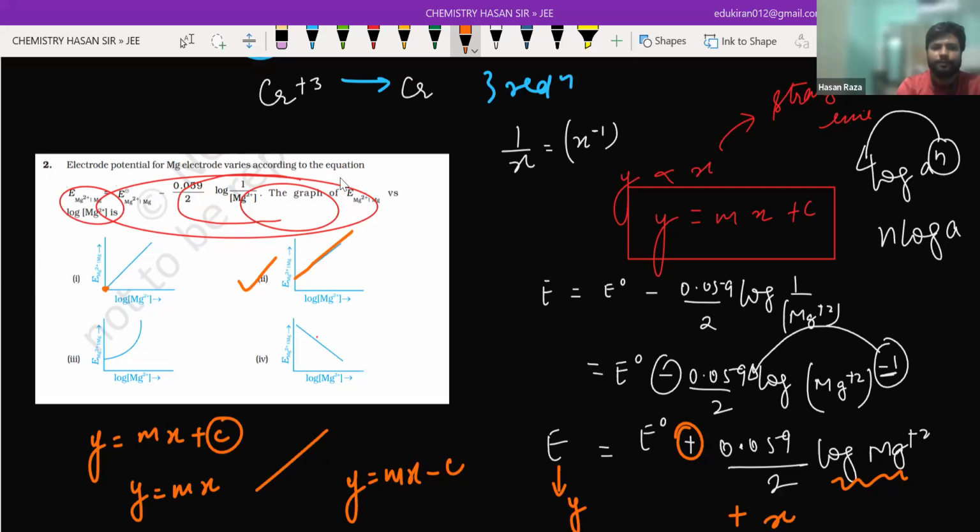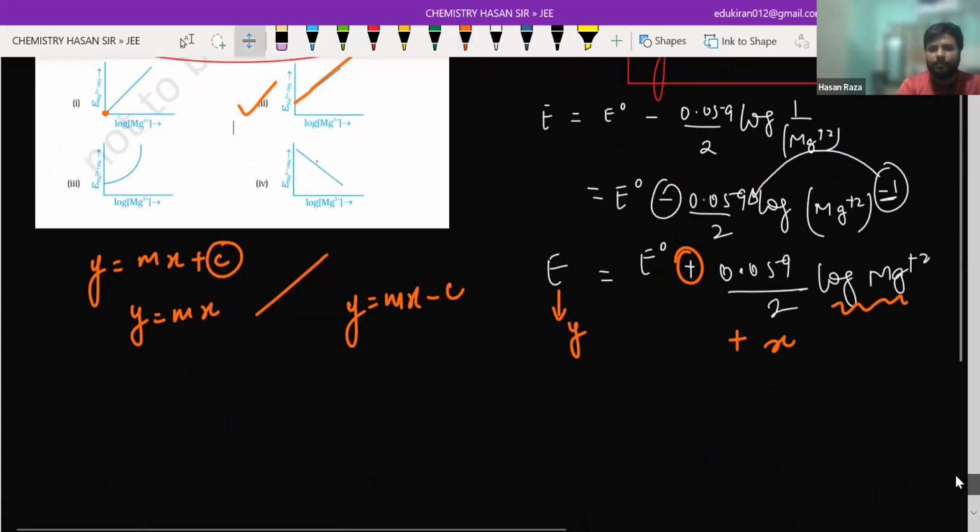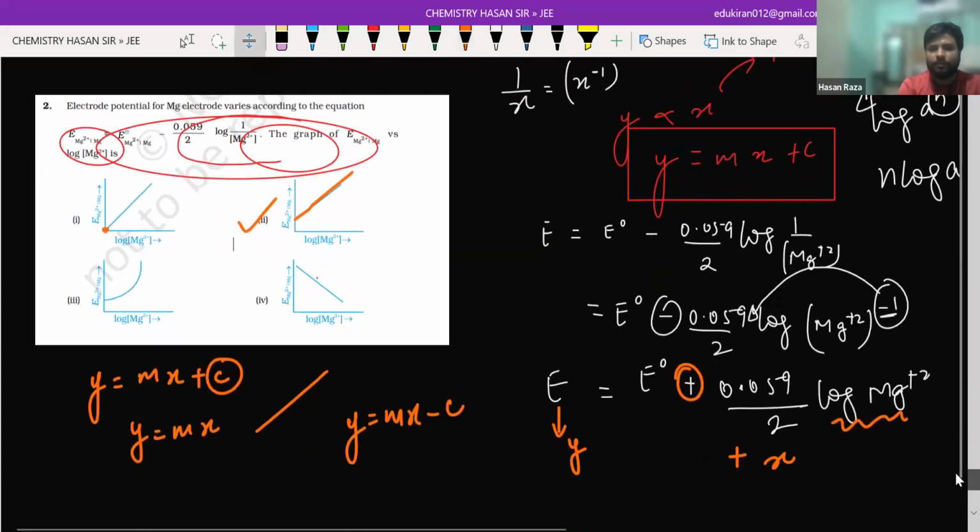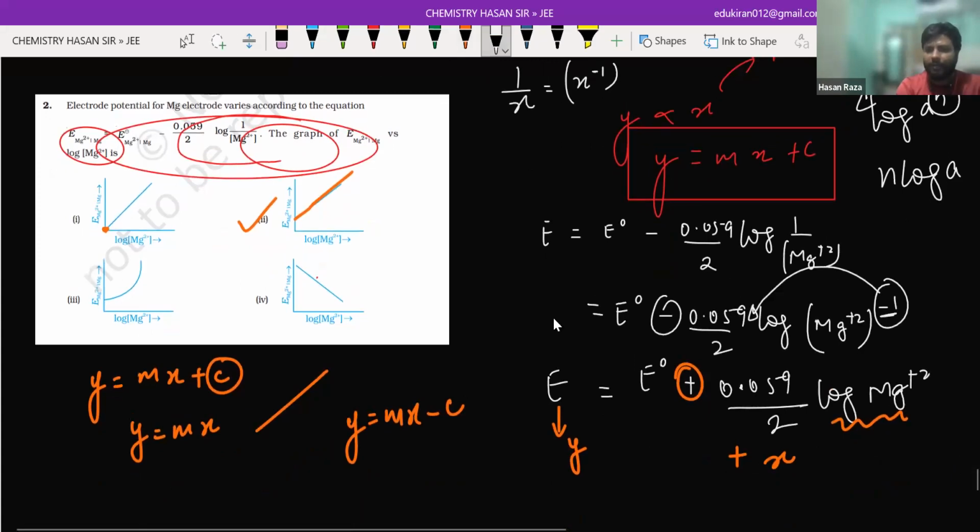Very good. Sir, if the graph is y is equal to mx plus c, so it will start from above the origin? Yes, that depends upon the intercept. Plus c means the intercept c is positive, that means above the origin. C is 0 means from the origin, and if c is negative, then it will be like this. Okay. Yes, sir. Okay.